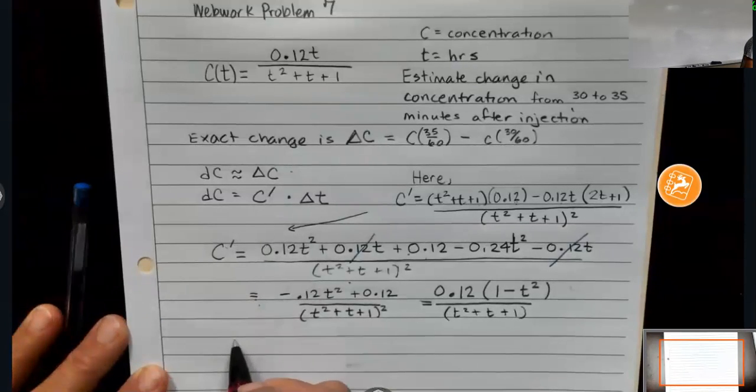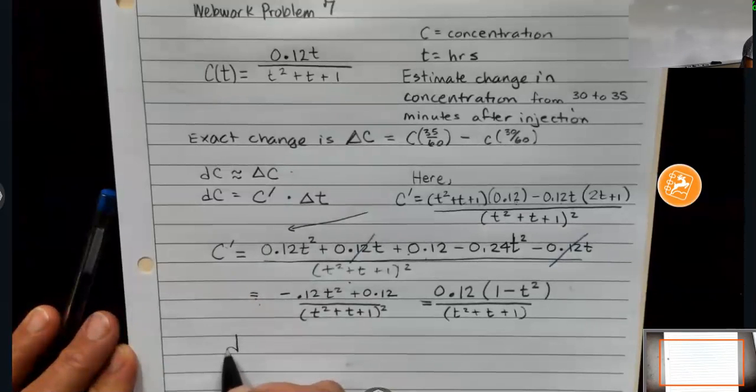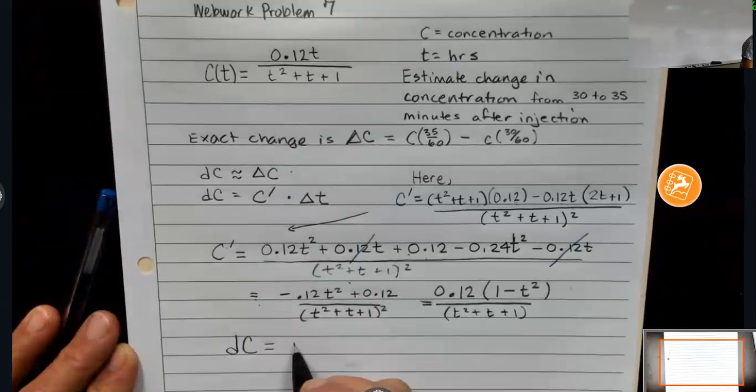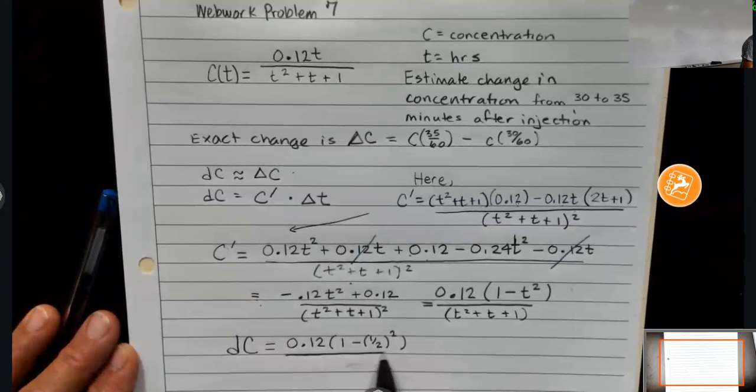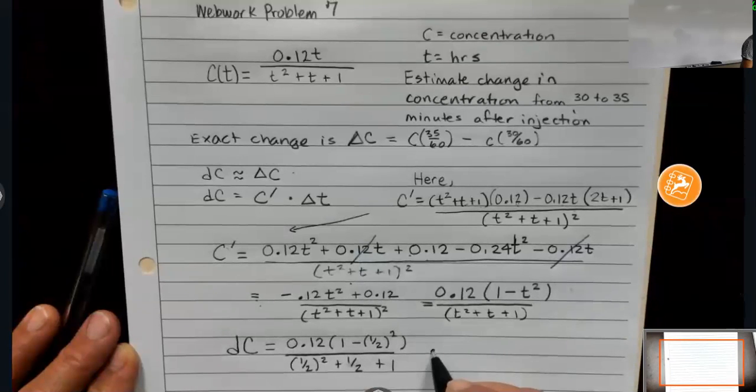So dC is going to be equal to this expression we have here, this derivative, but I'm putting in 1/2 for t, that's the 30 minutes, multiplied by the change in time. The change in time was, again, 5 minutes, or 1/12 of an hour.